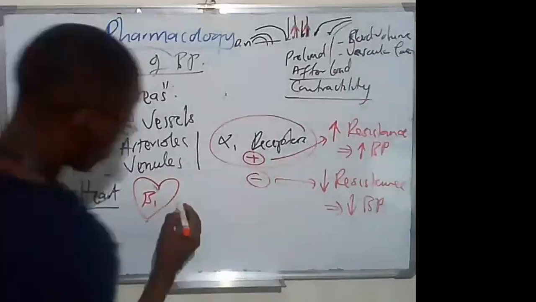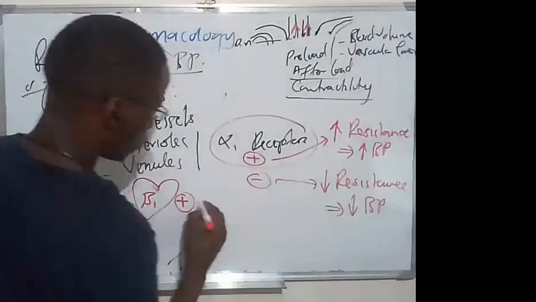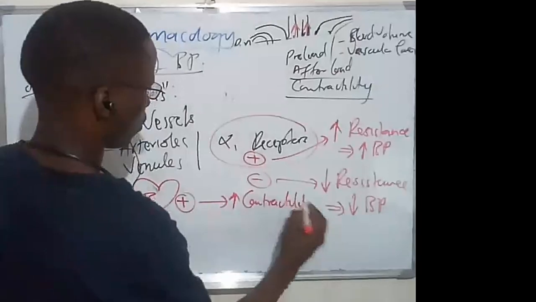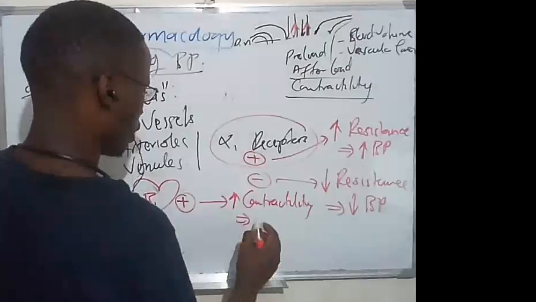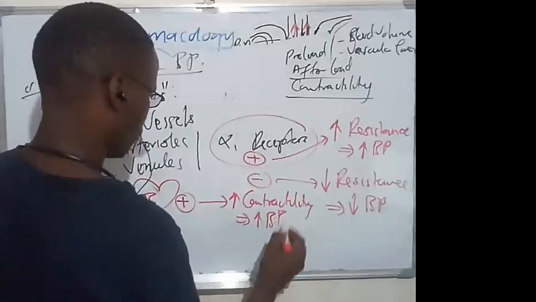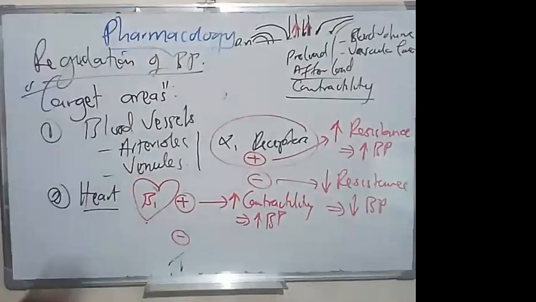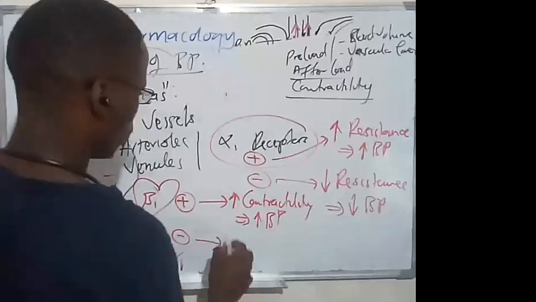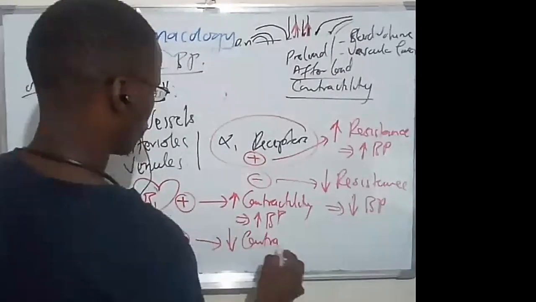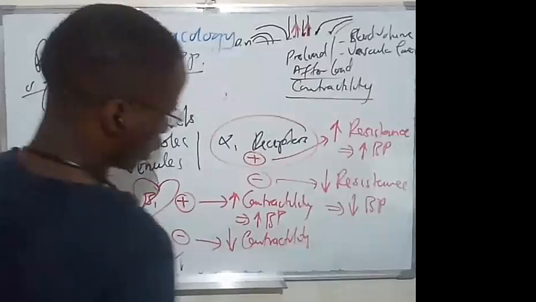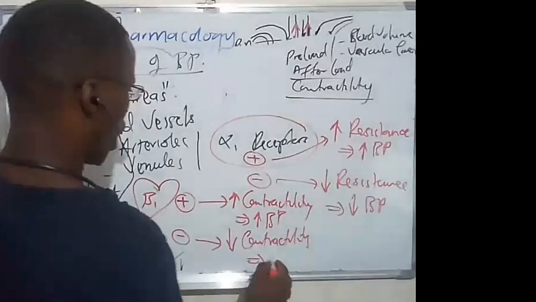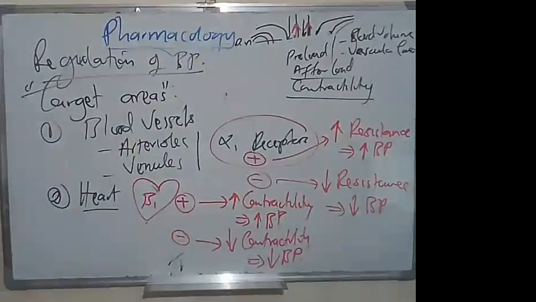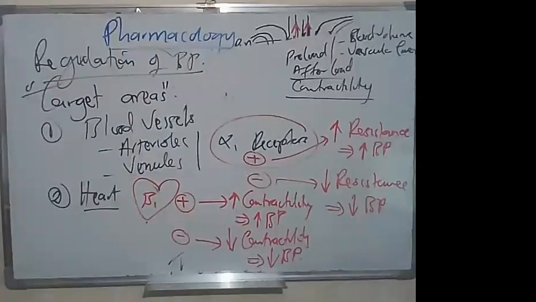So when we stimulate, there's going to be increased contractility, and that implies that there is increased blood pressure. When we inhibit those beta 1 receptors, it means that we are decreasing the contractility and the heart rate, by the way, and that implies that we are decreasing the blood pressure. Okay, so those are the things that we do in that case.